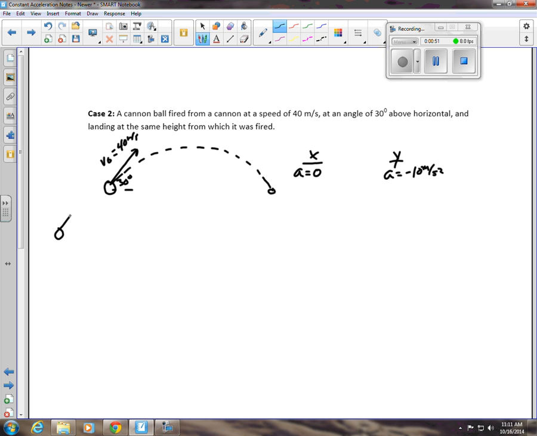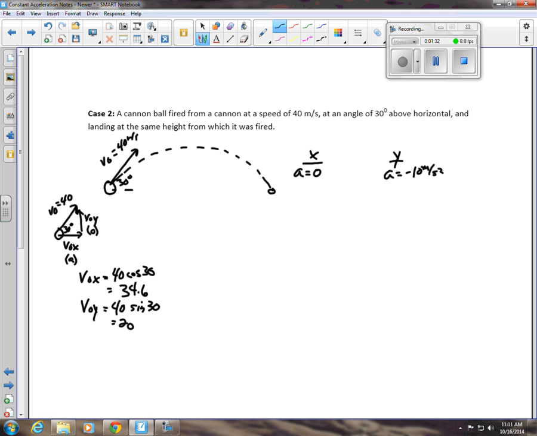So what I have to do is split that initial velocity of 40 into its x component, its y component, and the angle is down here. So when I look at this, the x is the adjacent side, and y is the opposite side of the triangle. So I'm going to use cosine for x and sine for y. So for v0x, it's going to be 40 cosine 30, and that's going to give me a value of 34.6. And for v0y, it's going to be 40 times the sine of 30, and that's going to be 20.